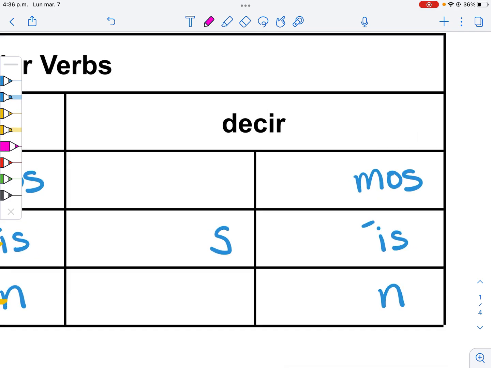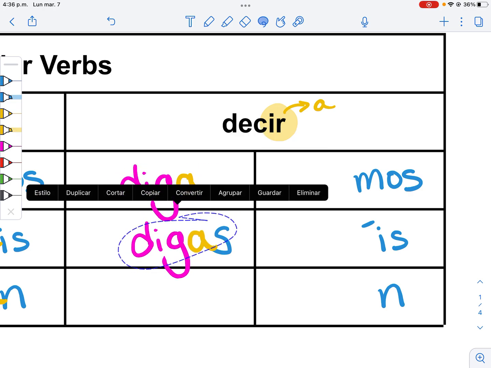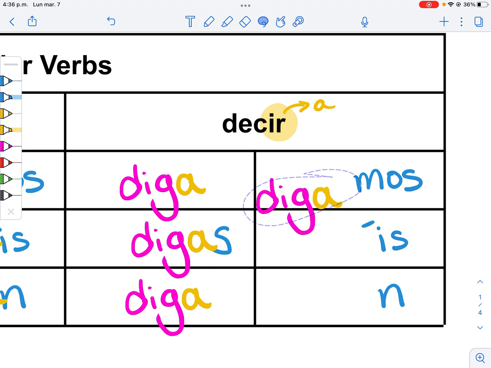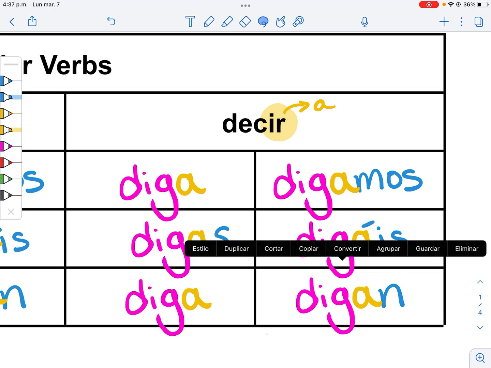Okay, decir. Again, we're going to start with the yo form. Decir is an irregular yo. Remember, it's digo. We're going to take that O, and we're going to switch that to an A. So instead of digo, we have diga, the subjunctive form of decir. And then we can just take that as our base for all of our other forms. We have digas, diga, digamos, digáis, and digan.